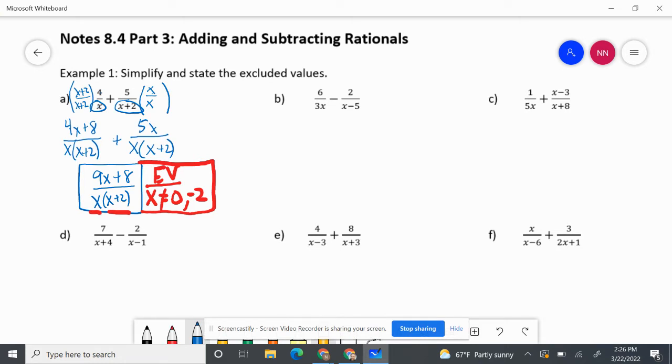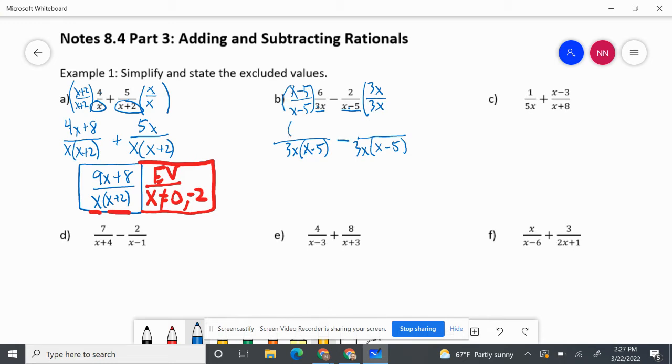Now looking at the second one, our denominator is 3x and x minus 5. So it's the product of the two: 3x times x minus 5. Now that right there is our common denominator. So we're going to take each of our denominators and multiply it by what it's missing. This has a 3x. It's missing an x minus 5. So we multiply the top and the bottom by x minus 5. This has an x minus 5. It's missing a 3x, so we multiply the top and the bottom by 3x.